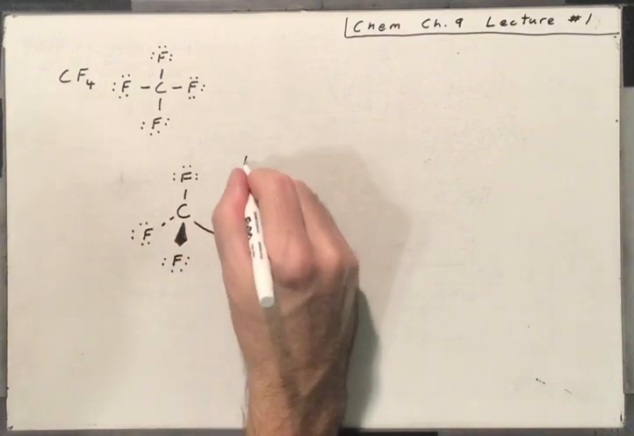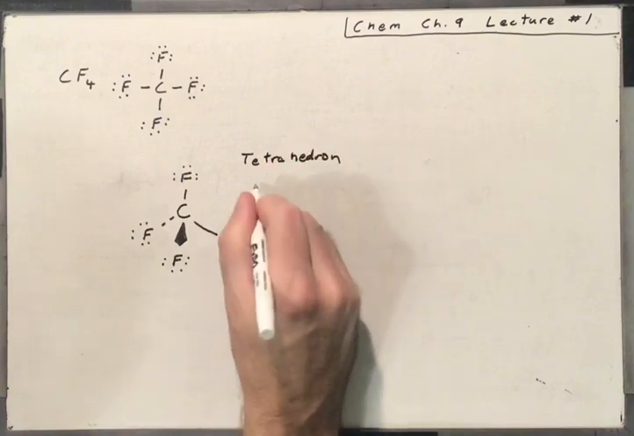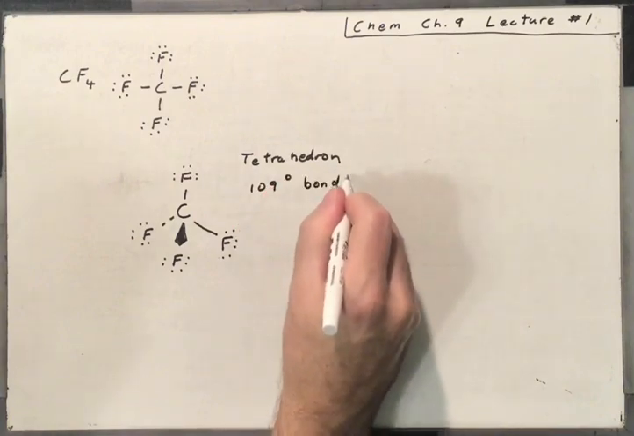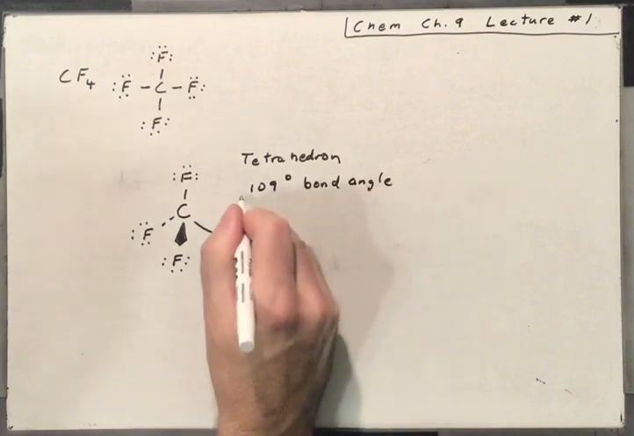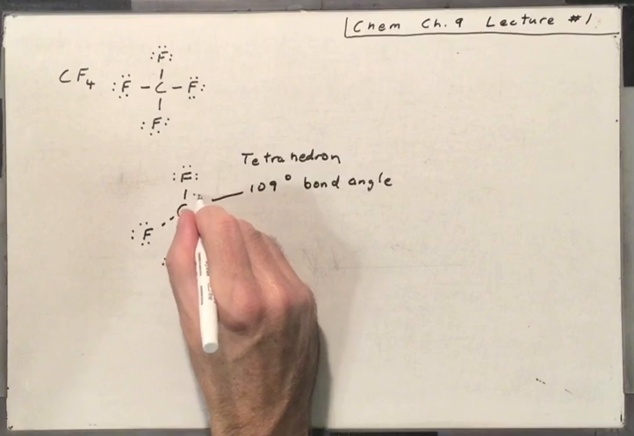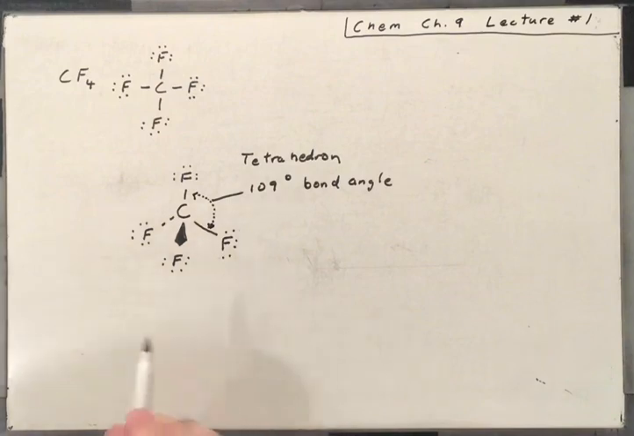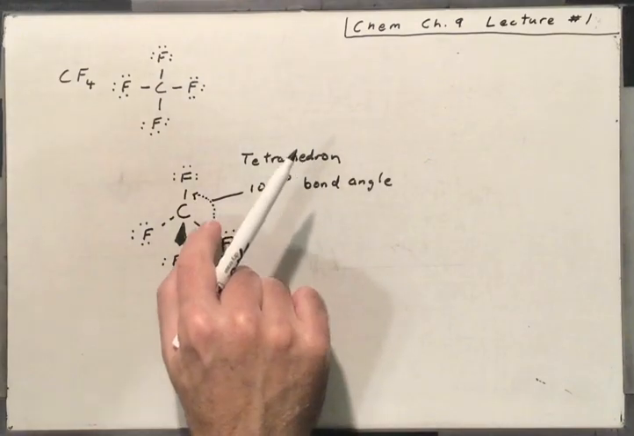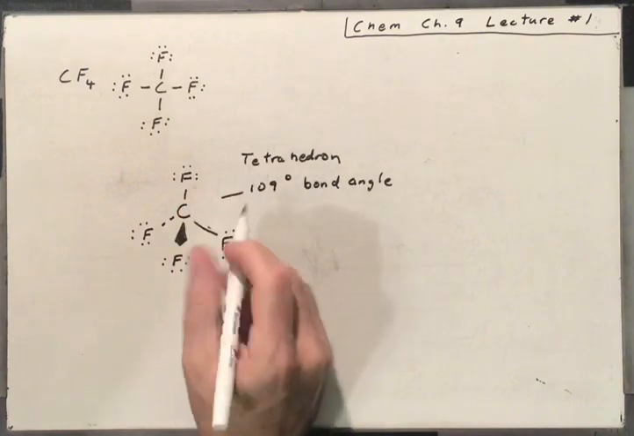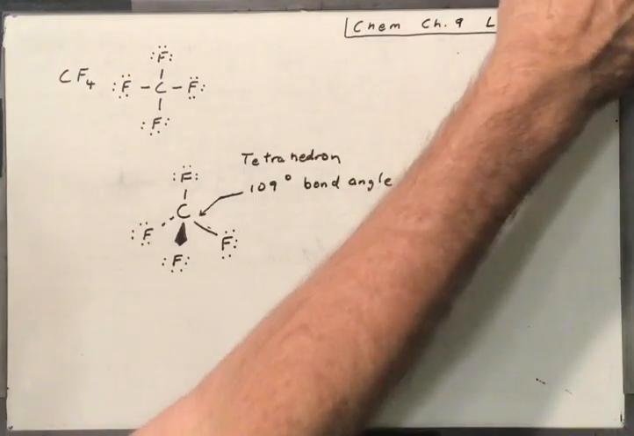All right, so this is the tetrahedron. And you need to memorize the name and the bond angle. So that 109-degree bond angle would be that angle. So all of them. So you don't have to mess up your drawing with that if you don't want to, if you understand what the bond angle is. All right, but 109-degree bond angle. Okay, that's our first shape.